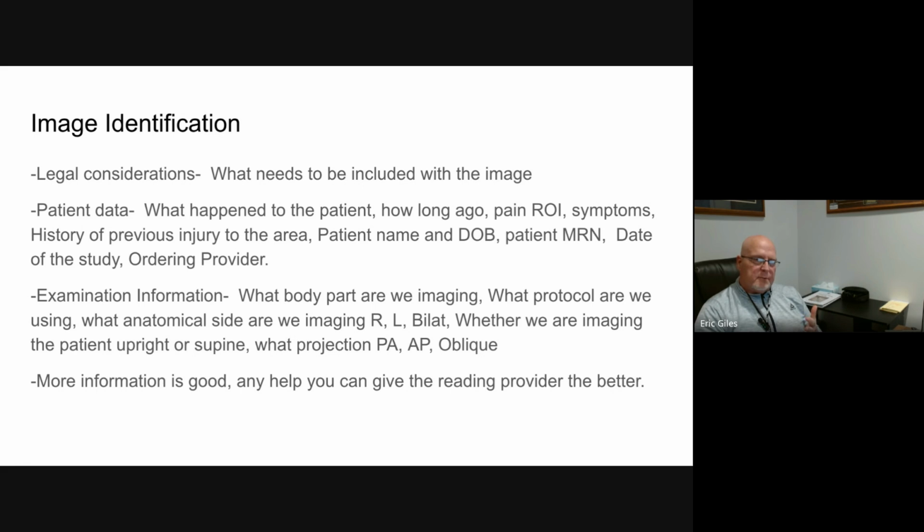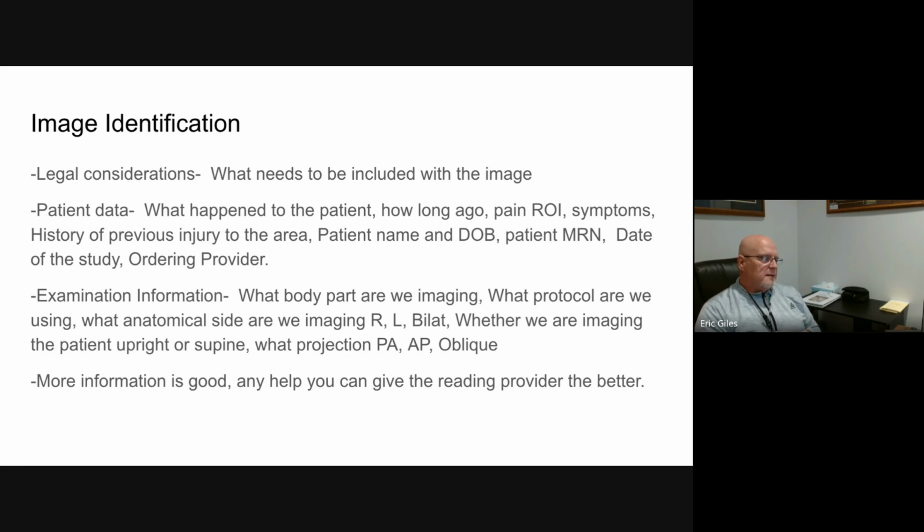Patient's name, date of birth, and patient MRN. Okay, those are all very important. Date of the study and the ordering provider. That's one thing that I've noticed that some people aren't doing, is they're not putting who's actually ordering the image. We need to make sure our ordering provider is on that somewhere.